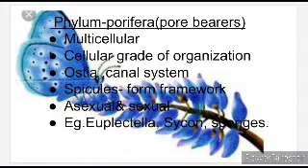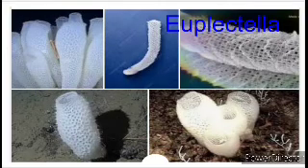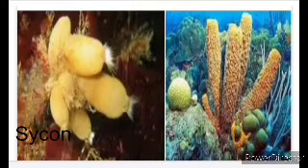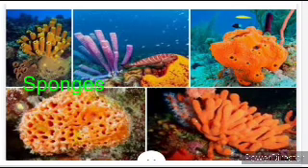After that, reproduction: asexual and sexual. Sexual is fertilization, where male and female gametes fuse together to form a zygote. This process is called fertilization, that is sexual reproduction. Asexual means the absence of fertilization. Examples are Euplectella, Scypha, and other sponges. I have given the picture here; look at the picture and you can easily understand.